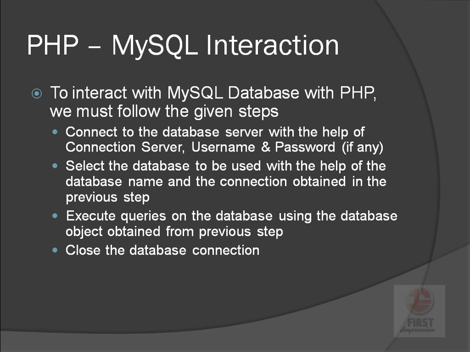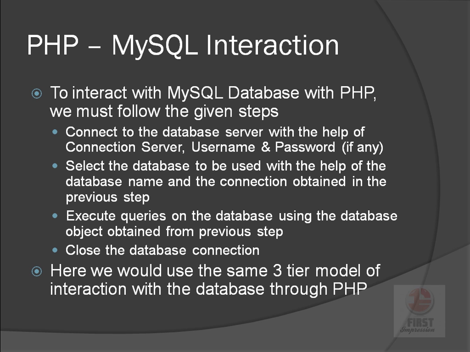Then you have to close the database. Okay, so I hope the steps are clear. We'll be following these three steps with the help of the same three-tier model that we have with the Android MySQL part or the Android SQLite part. We had the database, we had database handler classes, then we have table specific classes, we had the main code and the UI. So UI in our case will be the HTML code.